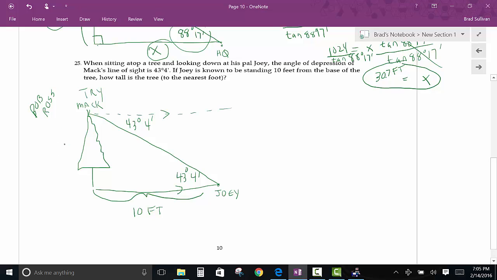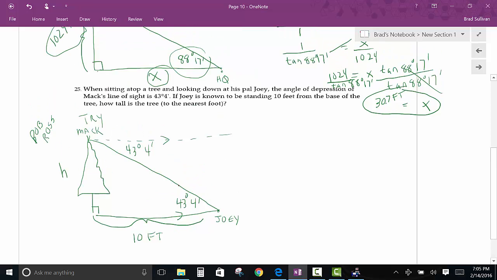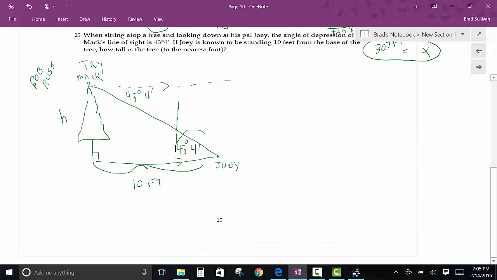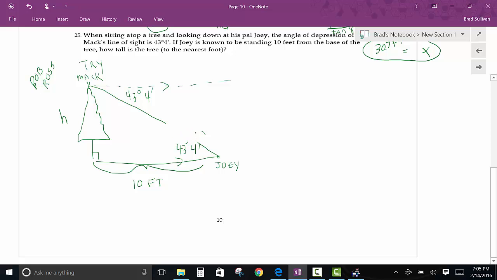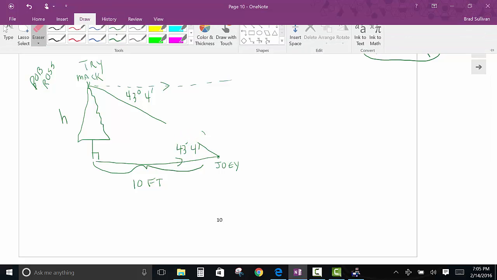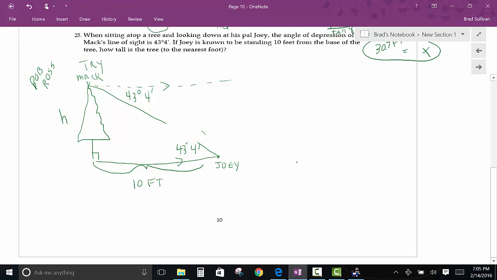So what we're trying to do is find the height of the tree. I'll call that h for height. So if you look at your right triangle, we assume that the tree's at a right angle. Okay, so if we go through and do this, what we have is this angle. Again, I gave opposite over adjacent, so it's going to be tangent again.